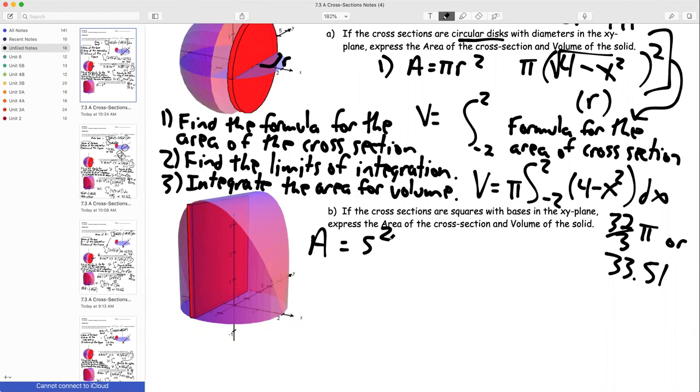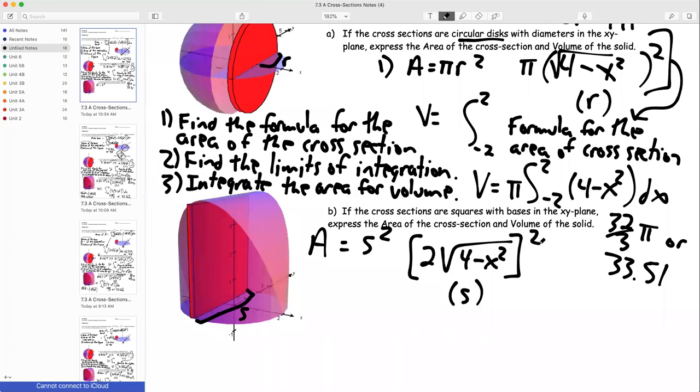Okay, so now let's look at this. Here's what I need. I need all of that. That's my side. So you can generate this one of two ways. Okay, here's the first way. I'm going to do like I did on the first one, where I found the radius, and the radius was a y value, right? Well, here, the y value is not going to give me the entire side, it would give me half of it, right? So I could double it. So I got 2 times the square root of 4 minus x squared. This right here is my side. And then I need to square it. Okay, so you can do it like that.